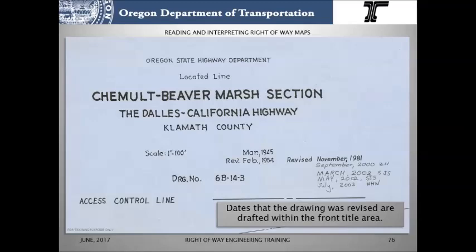It was revised in February of 1954, revised again in November of 1981, then again in September of 2000, March and May 2002, and then at the time this slide was made, July of 2003. So you can see that these maps are truly a living document. They change over the decades.